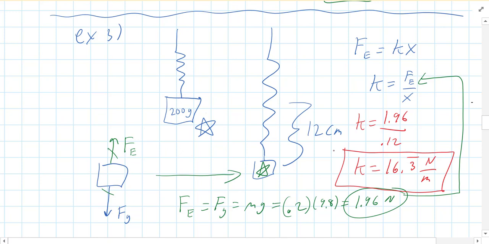Now, I could ask you questions like, hey, if you wanted to stretch that spring 1 meter, how much force would it take? Well, it'd be Kx, which would be 16.3 times 1 meter would be 16.3. Now, I could ask you, hey, if I wanted to stretch that spring 2 meters, how much force would it take? Well, now you take 16.3 times 2, and you would get 32.6 repeating, and so on.